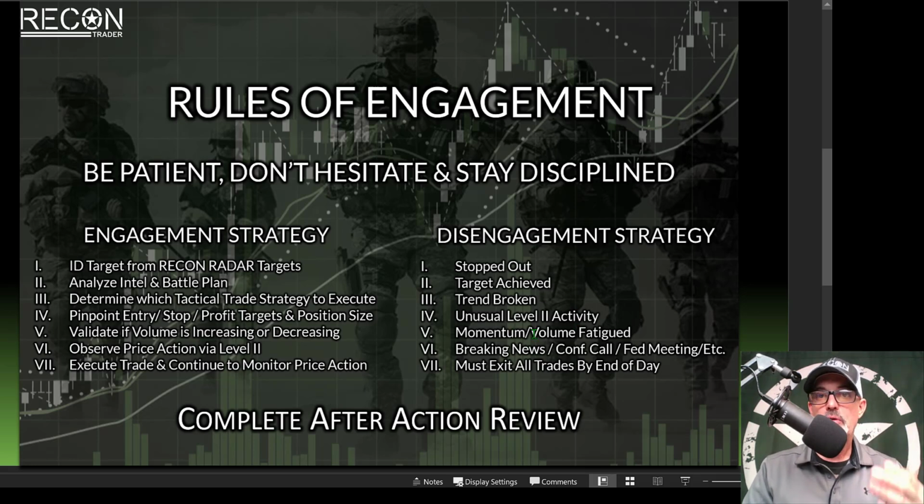Also, if the momentum or the volume appear fatigued, that would be another reason to disengage. Also, I want to be aware of any breaking news or an upcoming Fed meeting. I don't like being in a trade during the Fed meeting, but I will often trade around the Fed meeting. And at the end of the day, I must exit all trades regardless of current P&L.